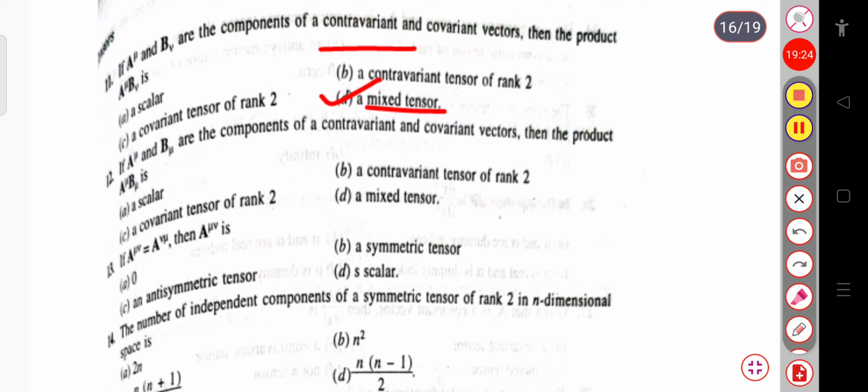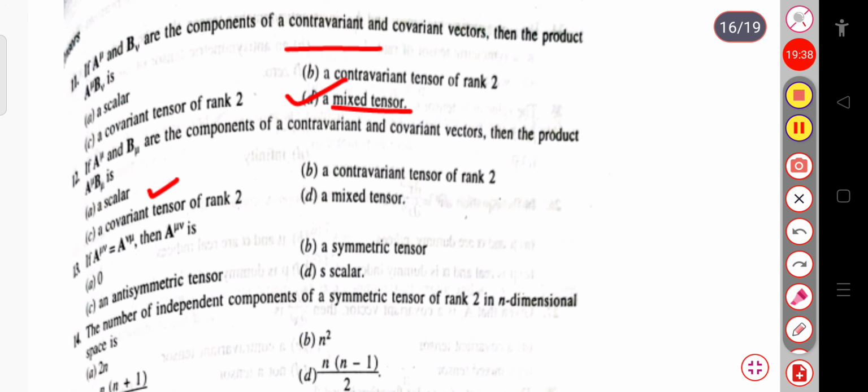The next is: if A mu and B mu are the components of a contravariant and covariant vector, then the product A mu B mu will be, so this is a scalar one. Since mu is here and also here, the rank is 0, or the order 0. So this will be a scalar one.